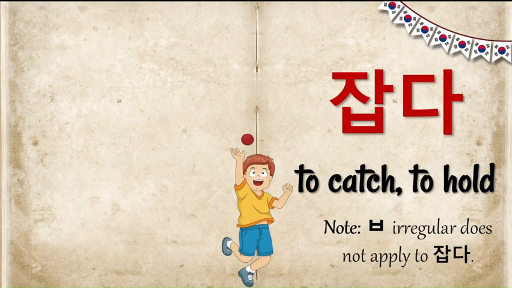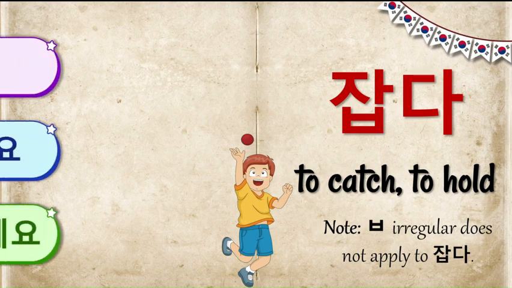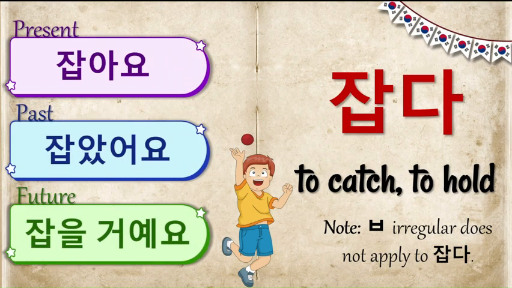잡다, to catch or to hold. Now, one important note: the ㅂ irregular does not apply to this verb 잡다. Okay? And if you want to learn in detail about the ㅂ irregular, then you can go and watch my video on this particular irregular. I'm also going to share the link of that video in the description. Alright? 잡아요, 잡았어요, 잡을 거예요.